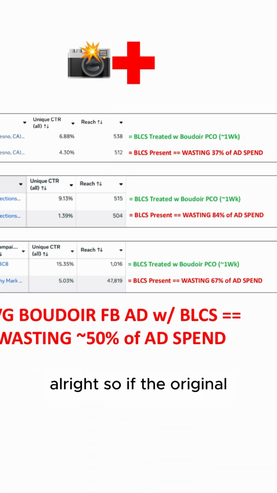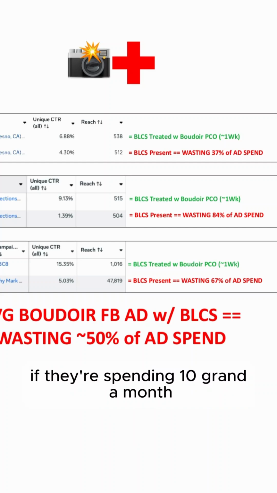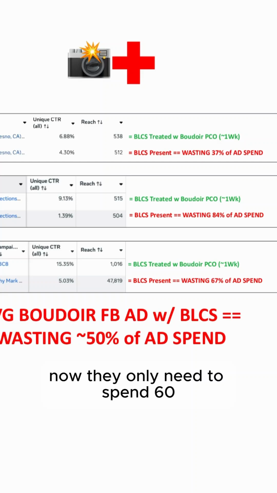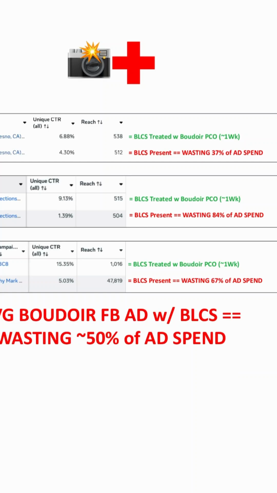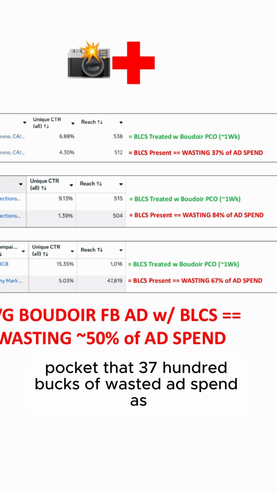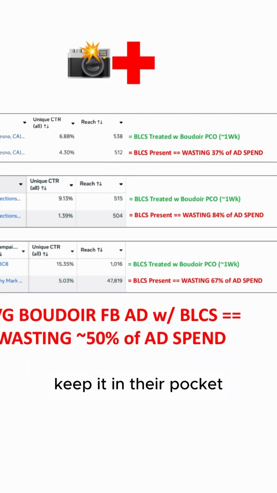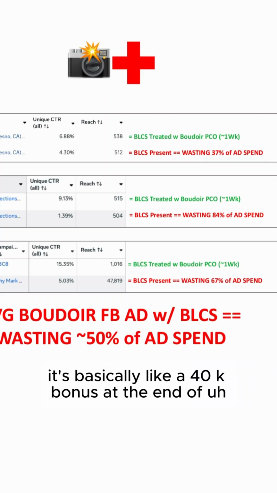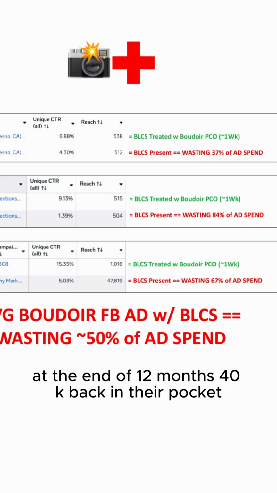All right, so if they're spending 10 grand a month on the original Boudoir Facebook ad, now they only need to spend $6,300 a month on the Boudoir Pico treated Facebook ad. So they can pocket that $3,700 of wasted ad spend, keep it in their pocket. They eliminate that wasted ad spend, keep it as kind of a phantom bonus. It's basically like a 40K bonus at the end of 12 months. 40K back in their pocket.